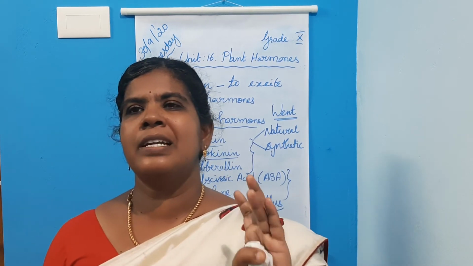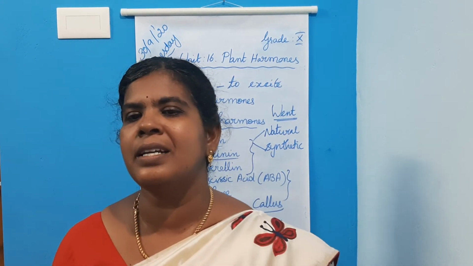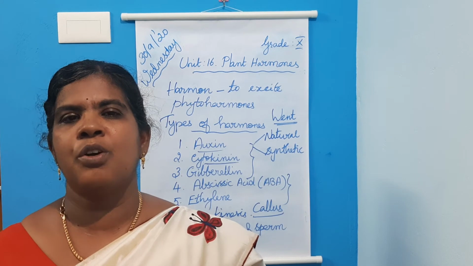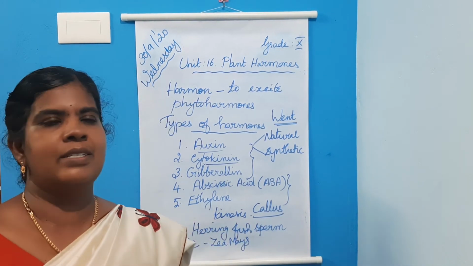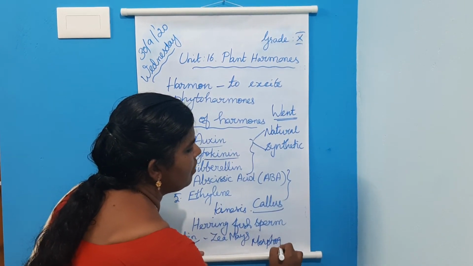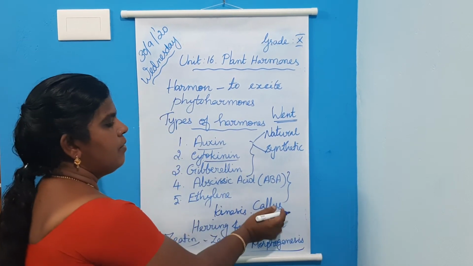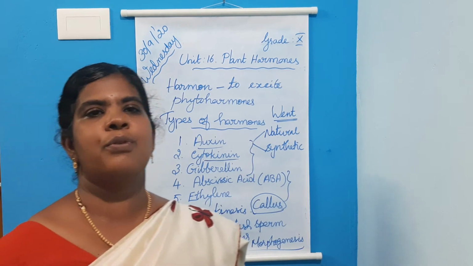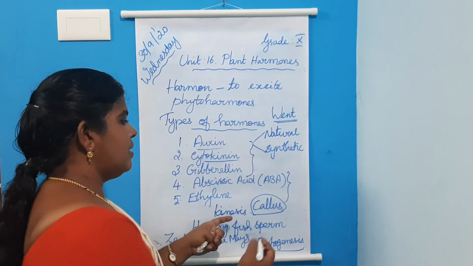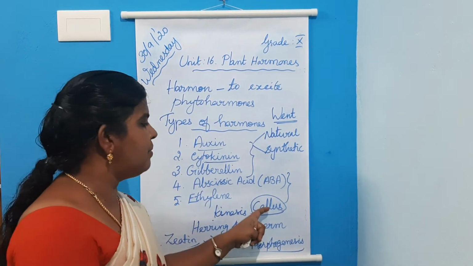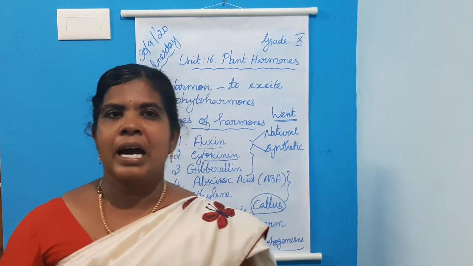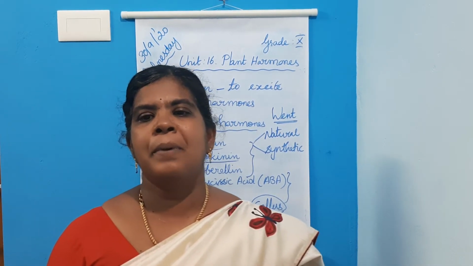So the third physiological effect of cytokinin is that both auxin and cytokinin induce the formation of new organs from the callus. That is called morphogenesis. What is morphogenesis? Formation of new organs from the callus. What is callus? Callus is a mass of undifferentiated tissue formed in plant tissue culture.